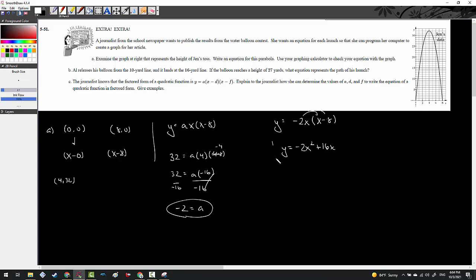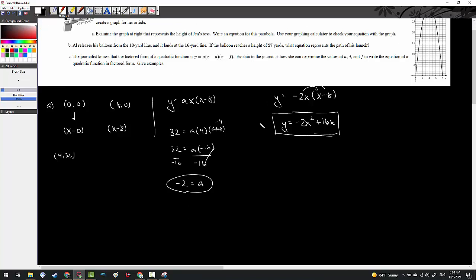Again, with these water balloon problems here, please expect your a value to always be negative because we are launching the balloon in the air and then it lands on the ground, so it's an upside down parabola every single time. If you don't end up with a negative a value, you've probably done something kind of wrong.